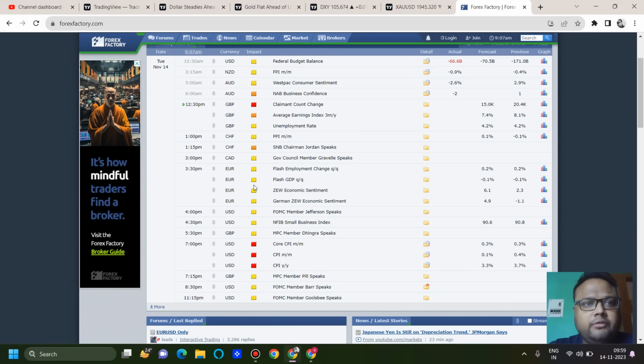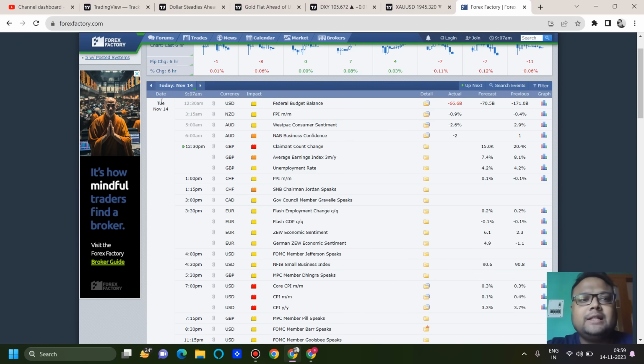And if you go to the economic calendar, you can see the CPI coming up at 7 p.m. in my country. So if you don't know the exact time, just go to forexfactory.com and change the time zone so that you can be ready and prepared at the time of news.